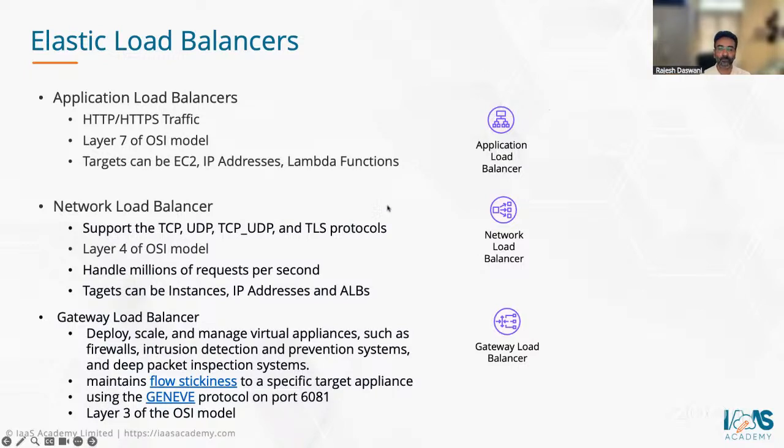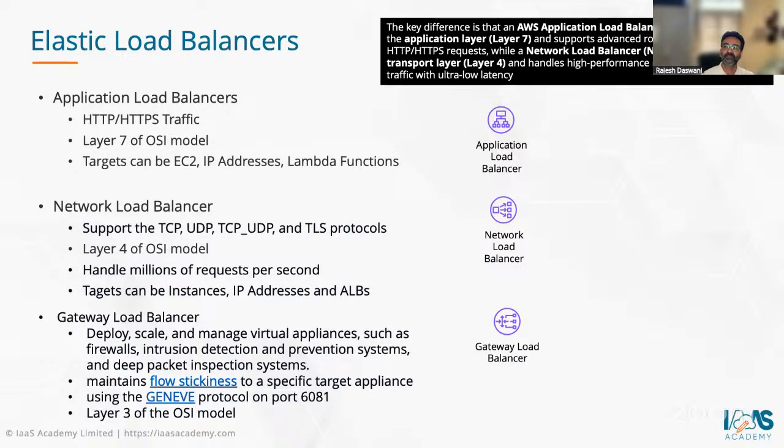The network load balancer is where you need to handle millions of requests per second, operating at TCP and UDP protocols. And the application load balancer is where you're distributing traffic at the application layer. So when you're hosting your e-commerce web application, for instance, running on some servers and you need to send traffic to it. Okay, so those are the 3 different load balancers you need to be aware of. There is a classic load balancer, but you shouldn't really be using that anymore.